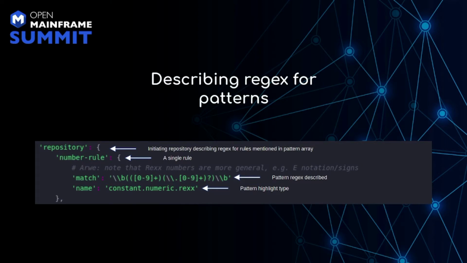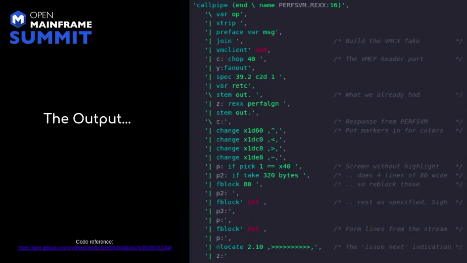Repository is a dictionary of rules which can be included from other places in the grammar. The key is the name of the rule and the value is the match attribute. Regular expressions are used in the match attribute to capture a syntax that is then highlighted by referring to the type of syntax in the name attribute. So after listing out all the necessary rules and reopening the code editor, you can have this as the output on your screen.